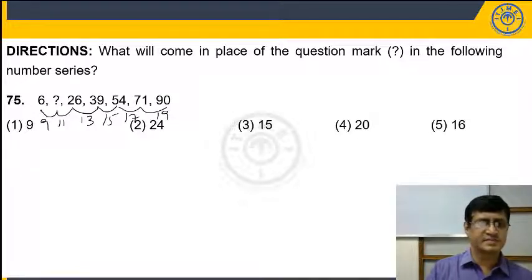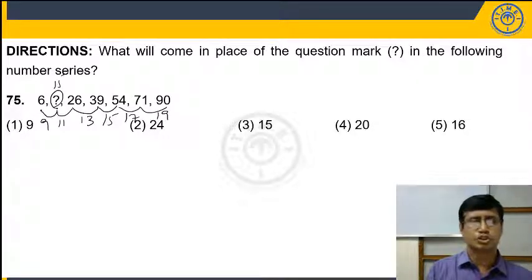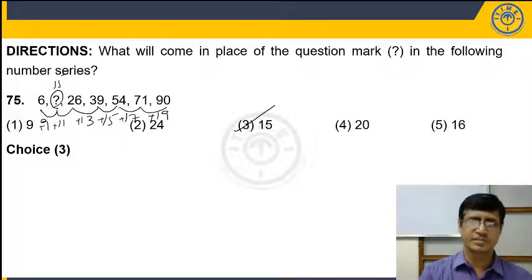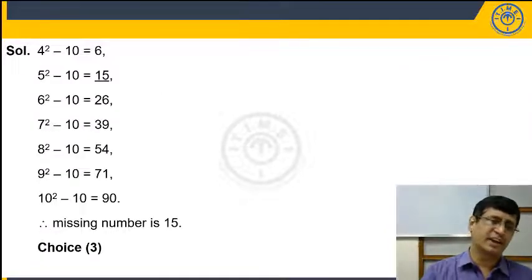9 plus 6, 15. 15 plus 11, 26. 26 plus 13, 39. 39 plus 15, 54. 54 plus 17, 71. It means plus 9, plus 11, plus 13, plus 15 and so on. So what is the right choice here? Option number 3, the third choice. Just by using the common difference here, it increases by odd values: plus 9, plus 11. There is an alternate approach.